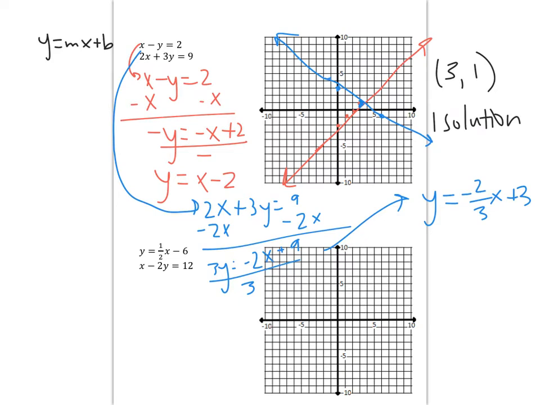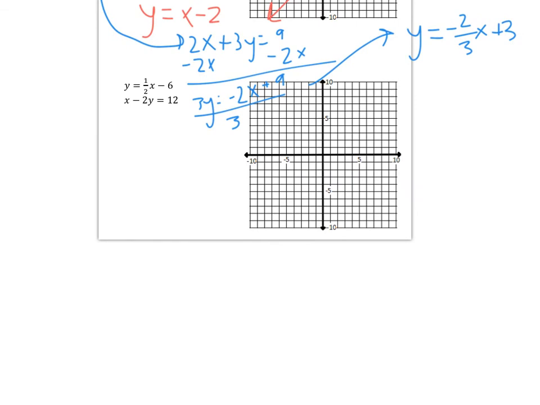Okay, now let's take a look here at the last example. The first one is already in slope-intercept form, so let's go ahead and graph that and go down 6 units and then up 1 over 2 for the slope. And then with the second equation, I'm going to rewrite that into slope-intercept form so it's easier to graph.